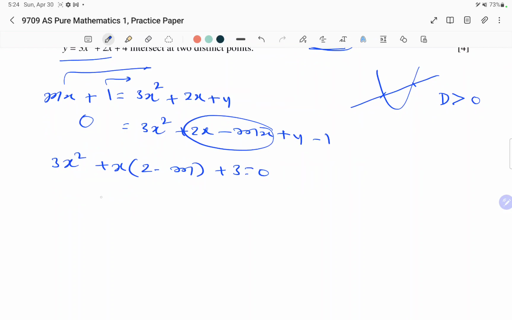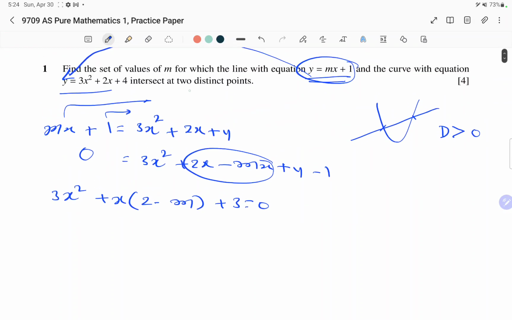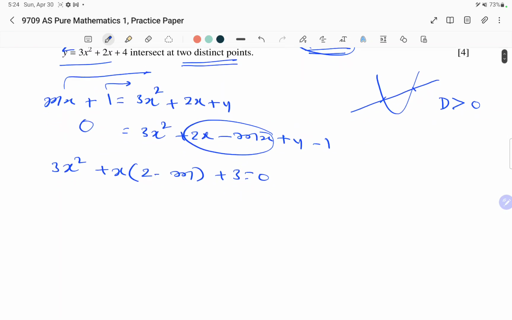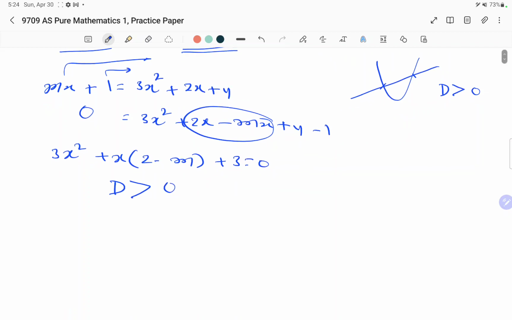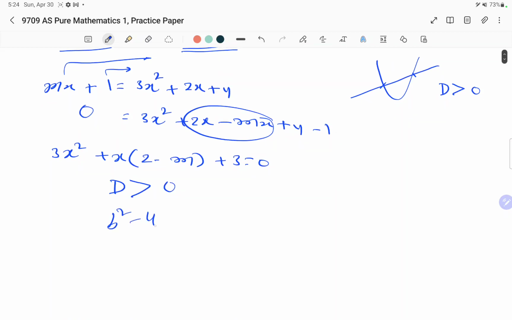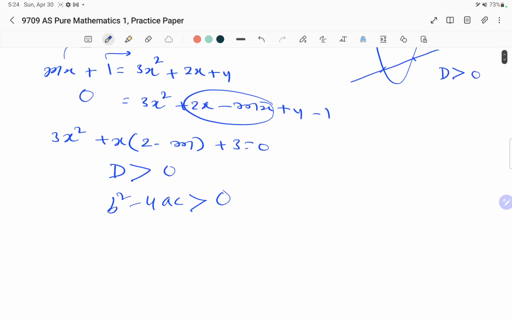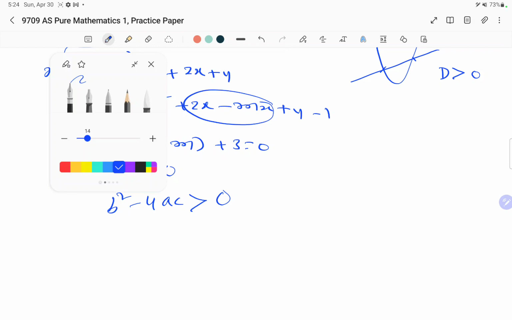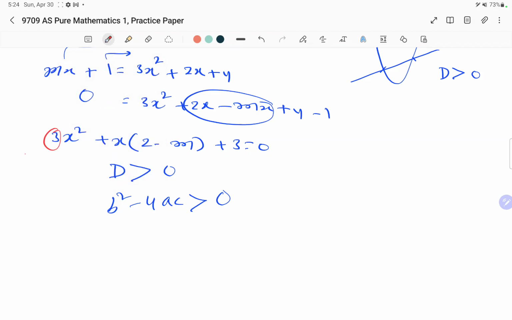After that, since it is intersecting at two distinct points, for any quadratic equation which is giving you two distinct points, at that time we need to apply D greater than 0. And D is the discriminant, which is b squared minus 4ac greater than 0. Now what are a, b, c? Over here, this is your a. This whole x coefficient is b. And this 3 is c.